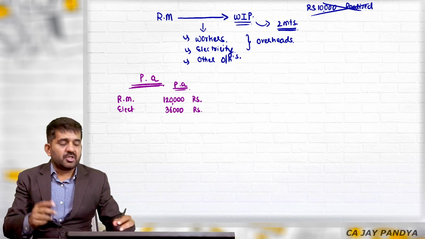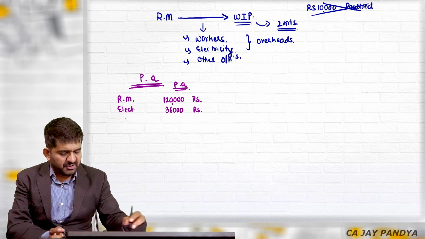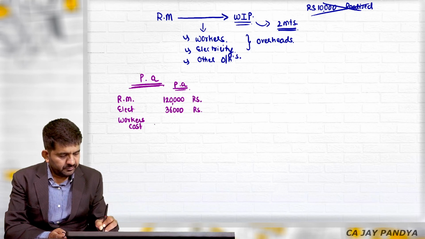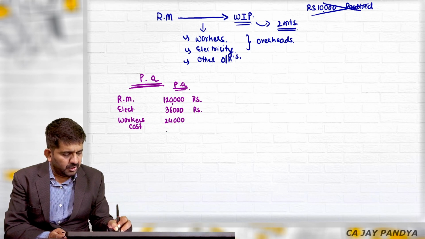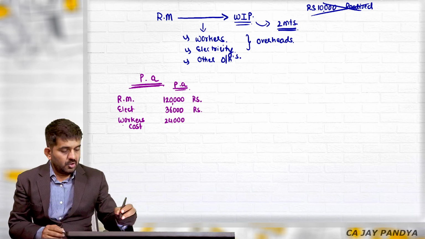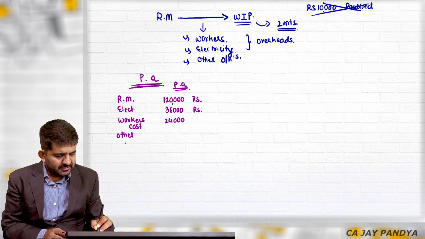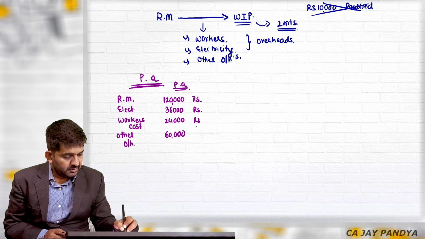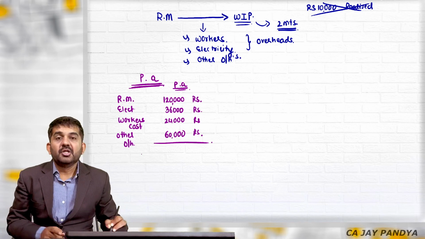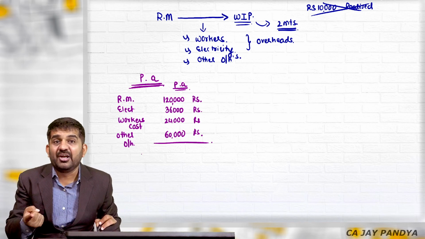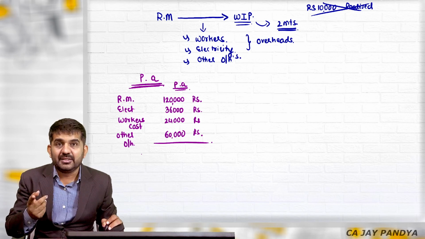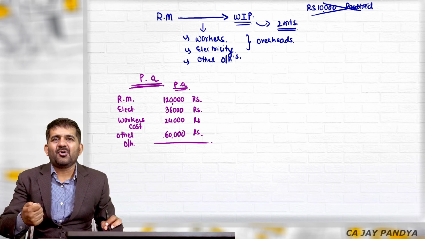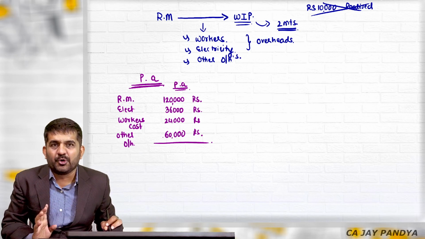What will be the workers' wages of those working on the manufacturing process? It is 24,000 rupees. What are other overheads? 60,000 rupees. These are all per annum. I am not saying they are per month. They are per annum. What is the total cost of manufacturing this product?